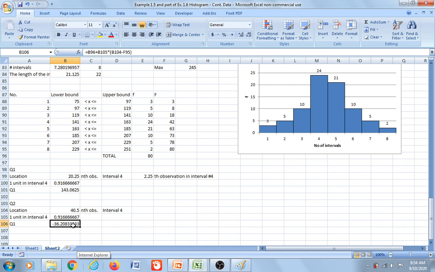Now what is the value of Q2? It will be the lower bound plus 1 unit of interval number 4 times, remember, it is in the 40.5 observation minus, so till interval number 3 you have 18 observations, so minus 18, so it is 161.625. That's the Q2. Now we are calculating for Q3.